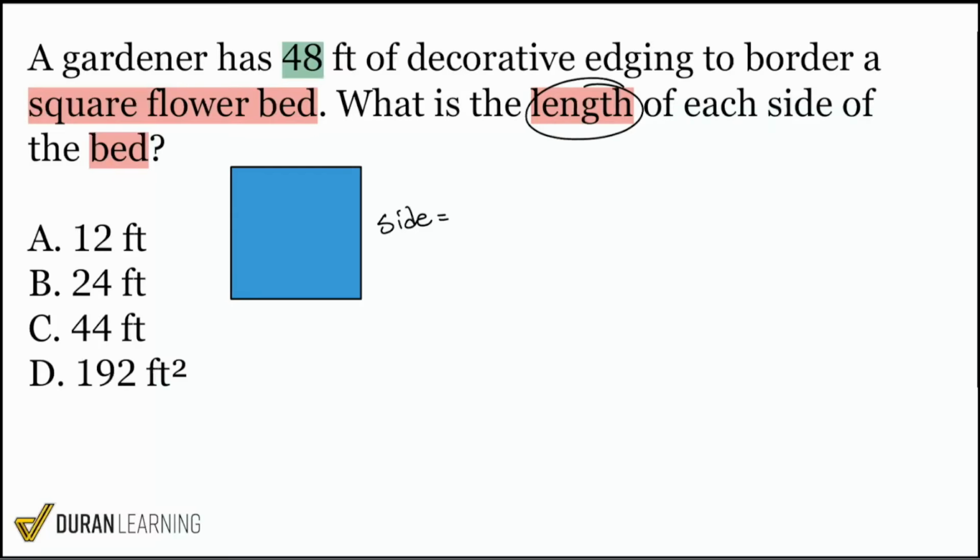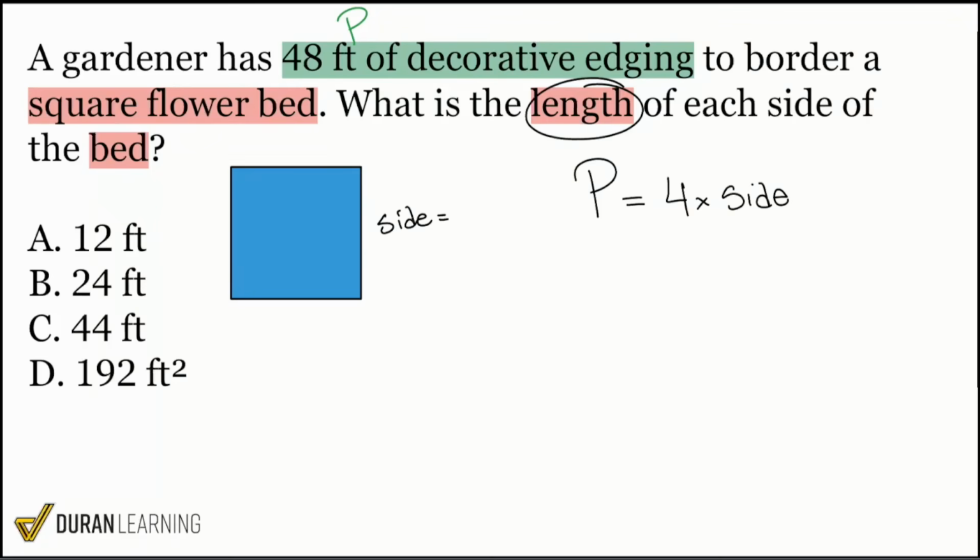The gardener has 48 feet of decorative edging. Everybody, when we think about decorative edging, so the edge of this shape, and 48 feet, not square feet, just 48 feet, what are we describing? 48 feet of decorative edging going around the square. Yeah, that's perimeter. We are given the perimeter. So given that we're given the perimeter and a square, the formula is, well, 4 of those sides makes that perimeter. That's what we know.